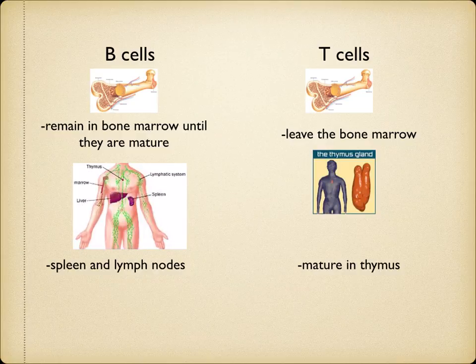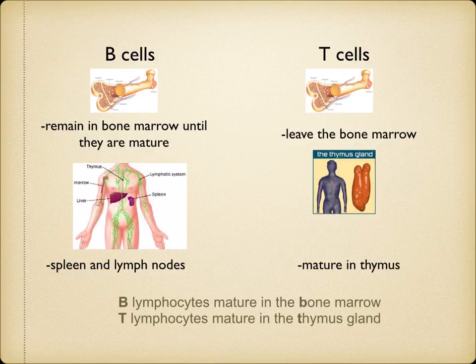So let's just have a look at the overview of the two types of lymphocytes, and then we're going to discuss B cells in more detail. So both B and T cells are made in the bone marrow. The B cells remain in the bone marrow until they are mature, whilst the T cells leave the bone marrow and then they mature in the thymus. The B cells circulate in the blood and then they concentrate in the spleen and lymph nodes. So their names indicate where they develop. So B lymphocytes, or B cells, mature in the bone marrow, and T lymphocytes mature in the thymus gland.